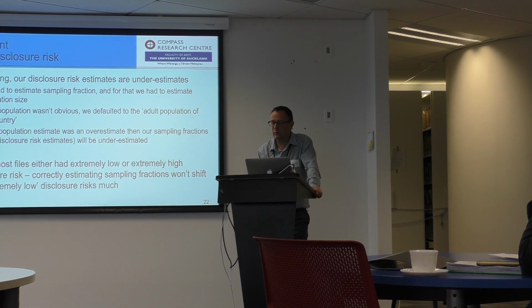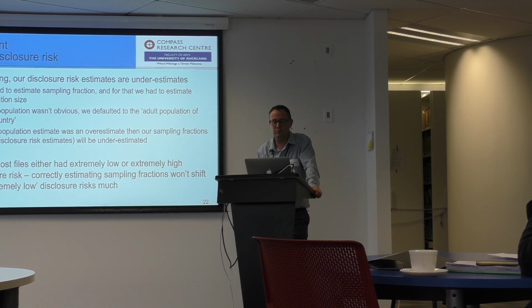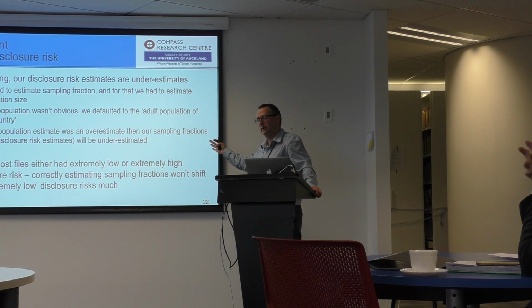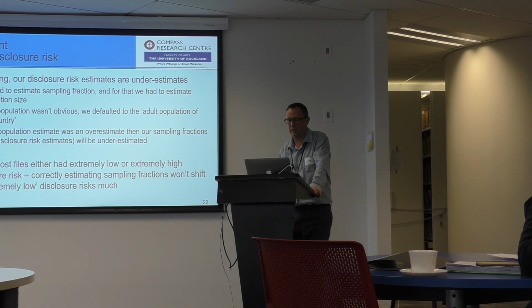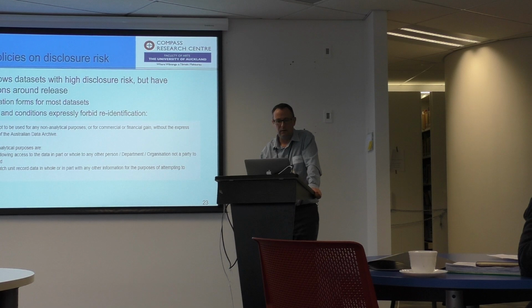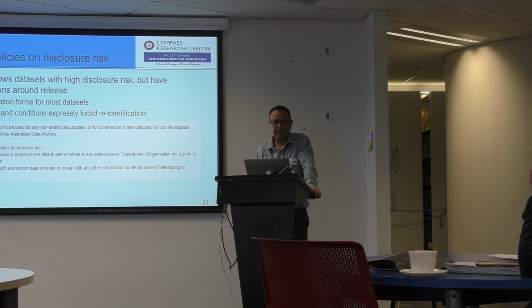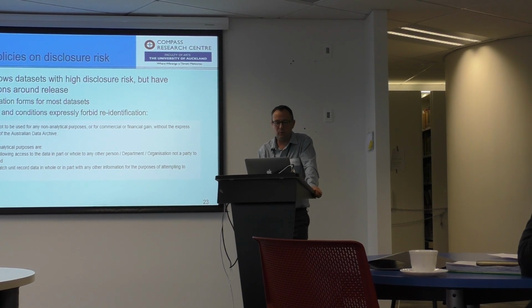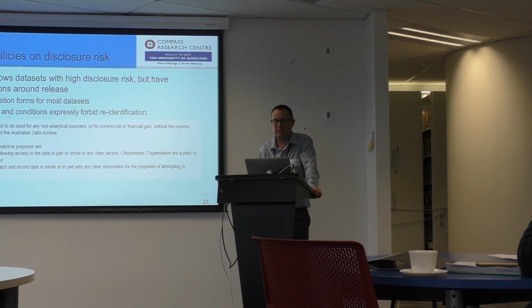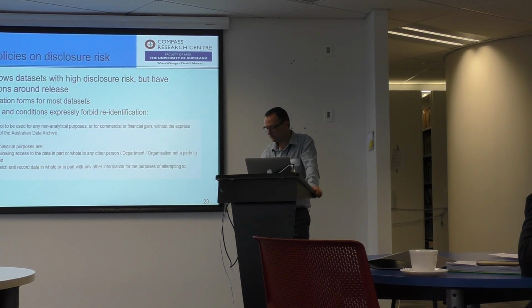So even if we got the sampling fraction wrong and the disclosure risk wrong, it wouldn't be wrong by very much and wouldn't shift it up along that graph very much. In terms of policies, ADA allows datasets with high disclosure risk but has protections around release, as I've just mentioned before. Application forms for most datasets and terms and conditions expressly forbid re-identification.